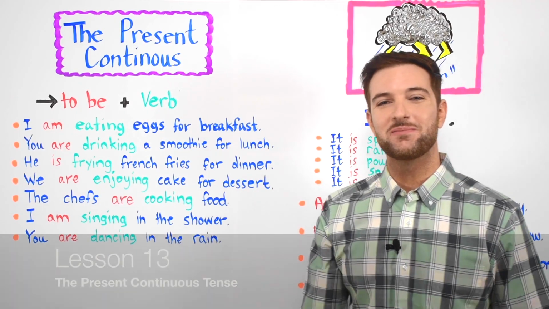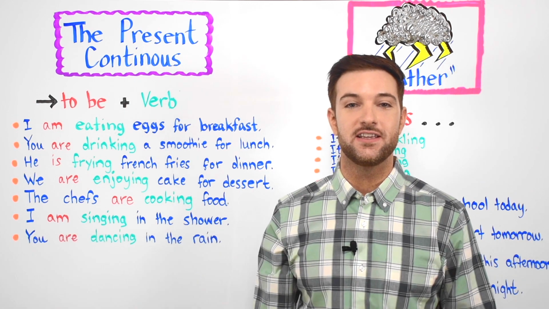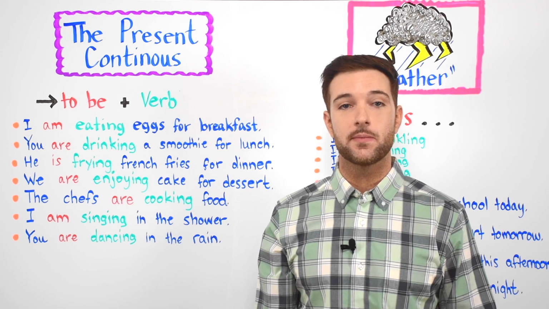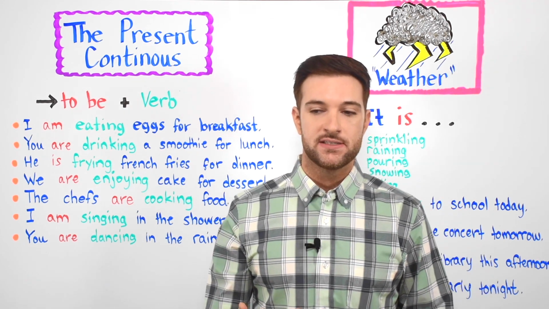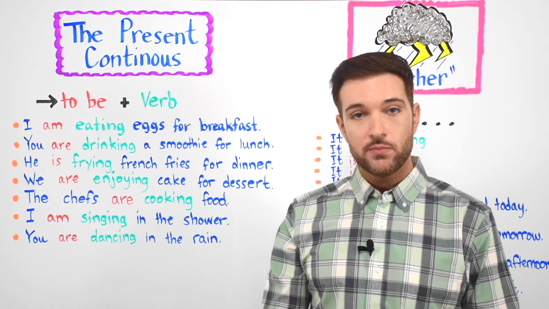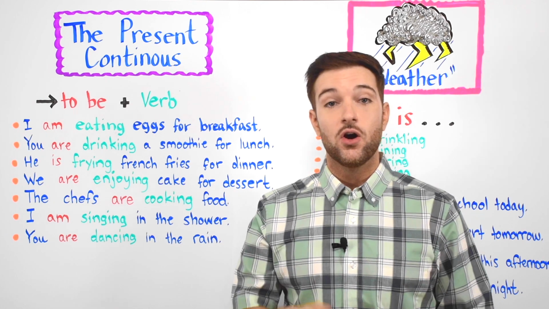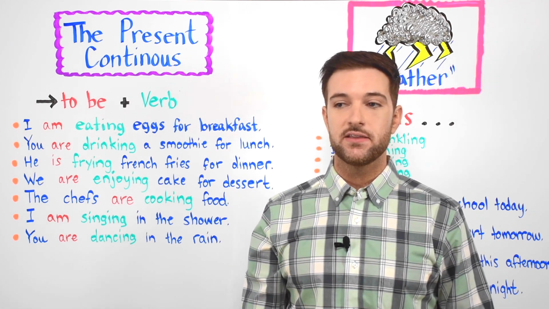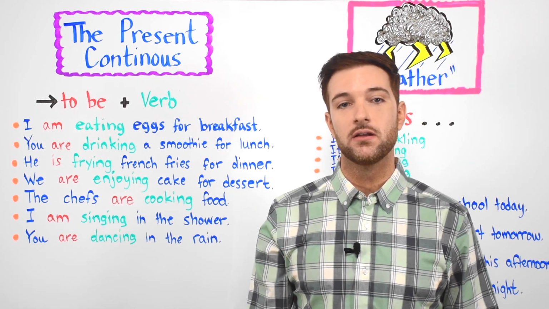Hello everyone, welcome to lesson number 13, where we're going to be looking at the present continuous tense in the English language. This is a tense that's going to allow you to talk about an action that's happening in the present, meaning something that's happening in the moment that you're talking about, something that's happening right now, or you can use it to talk about something in the future, meaning something that is going to happen later on or something that will happen later on.